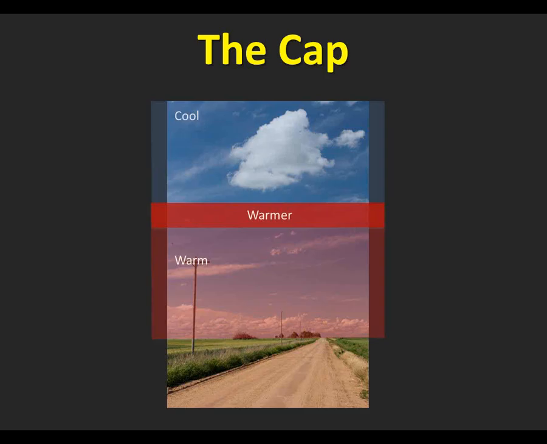Okay, what happens though when you have what I'm sure you've heard many times before, the cap, or inhibition. So you have this warmer layer above the warm below, and you can't force your way through it unless you get something really strong to nudge it through that cap. So when we talk about the cap or convective inhibition, this is what we're talking about: that warm layer above the warm surface layer.